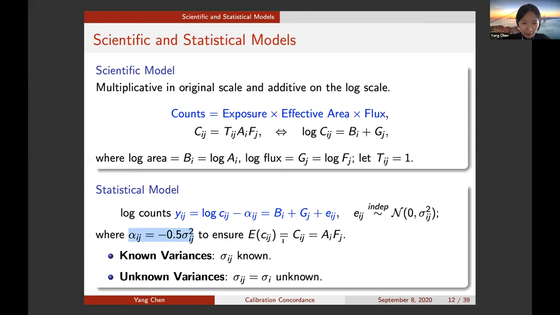Thank you. Based on this, we have two different models. In one, we assume all of the variance parameters are known to us, and in the other model, we assume we don't know the variance parameters.